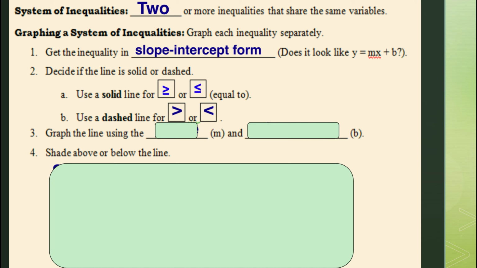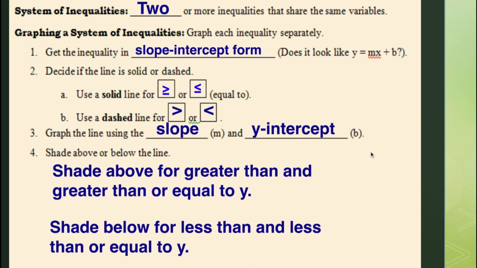Okay? Once you've determined that, then you can go ahead and graph the line using the slope and the y-intercept. Remember, we start with the y-intercept and then we apply the slope to that intercept point, whether it's going up or down and then left or right. So rise over run for your slope. Finally, you're going to shade above or below the line, depending on which inequality symbol you're looking at.